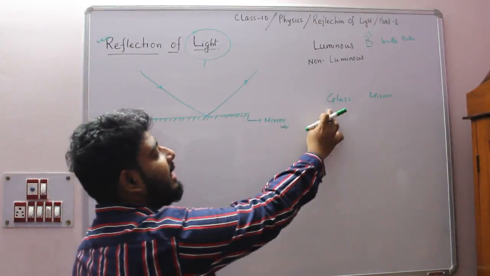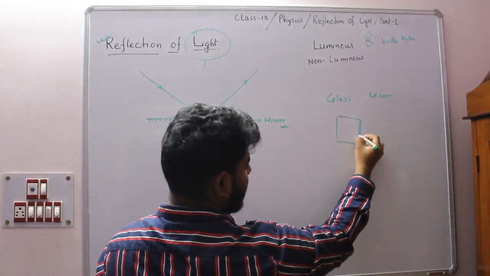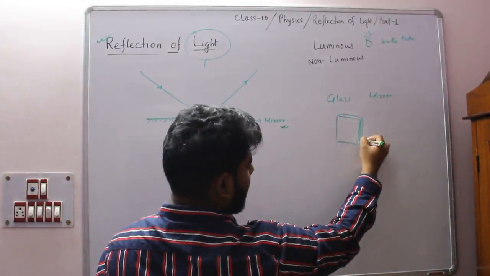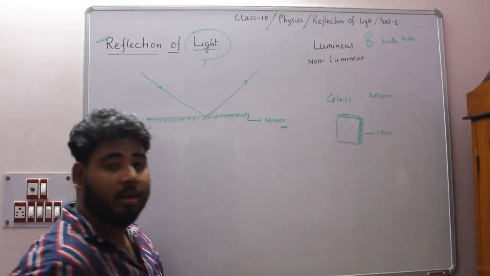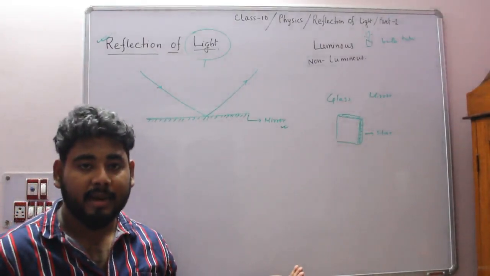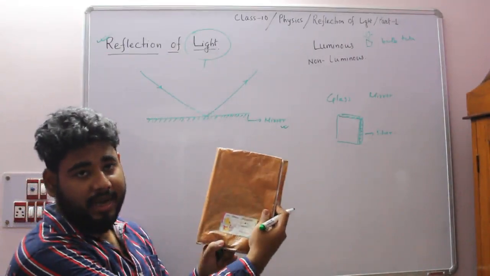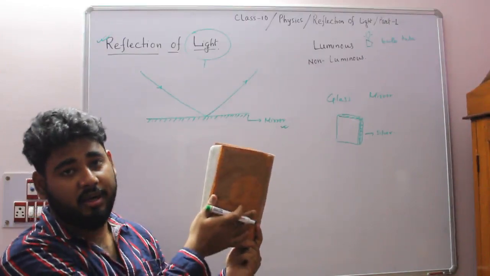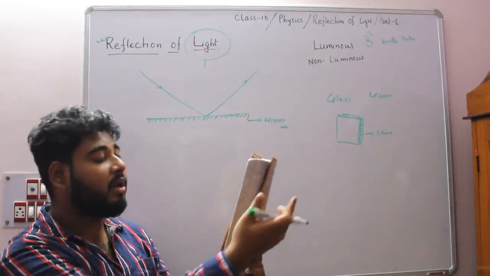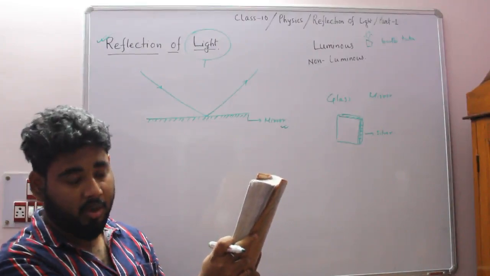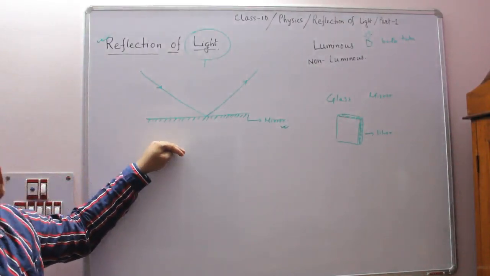So how can you make a glass into a mirror? Suppose this is the glass. Now if you coat the back side of the glass with a silver coating, then it no longer remains a glass, it becomes a mirror. Yes or no? Suppose this is a glass, you coat silver on the back side, then light is not passed through, we cannot see through it, but we can see ourselves. Why? Because silver is one of the best reflectors. So understand what the reflection of light is.